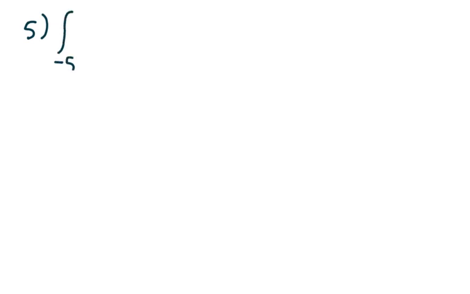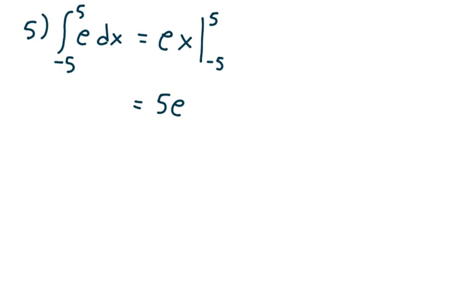Suppose I had the integral from negative 5 to 5 of e dx. Remember that e is a number, right? It's just a number. So we could write this as ex evaluated from negative 5 to 5. Replace x with 5 to get 5e. Then I go minus, replace x with negative 5, and then I get negative 5e, right?